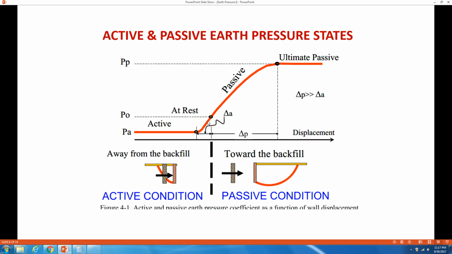But we've talked about active. Active means the soil barely moves. So it does move, but not that much. So then that's called active. That means the wall is moving away from the backfill. Passive requires a much larger movement, and that means the wall is going into the backfill. Okay, so at rest is no movement. Active is the wall is moving away from the backfill, and passive, the wall is moving into the backfill.